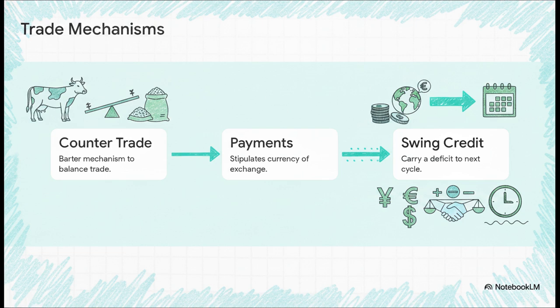And finally, perhaps the cleverest trick for keeping trade flowing is swing credit. Basically, if trade between the two nations falls out of balance, the country with a deficit might be permitted to simply carry that deficit into the next accounting cycle. As long as the swing credit is in place, the nations are under absolutely no immediate financial pressure to balance their trade right then and there.